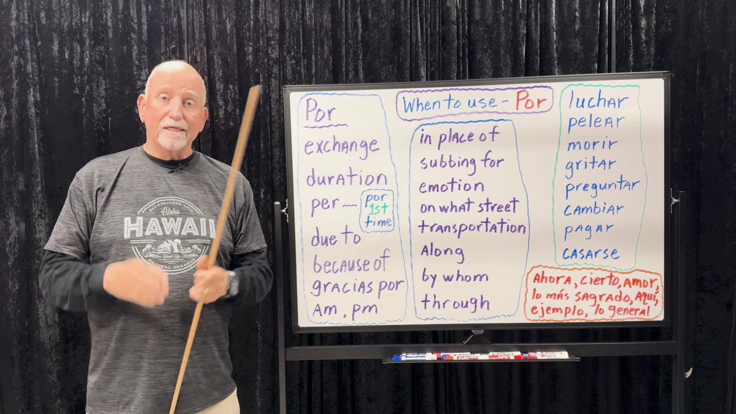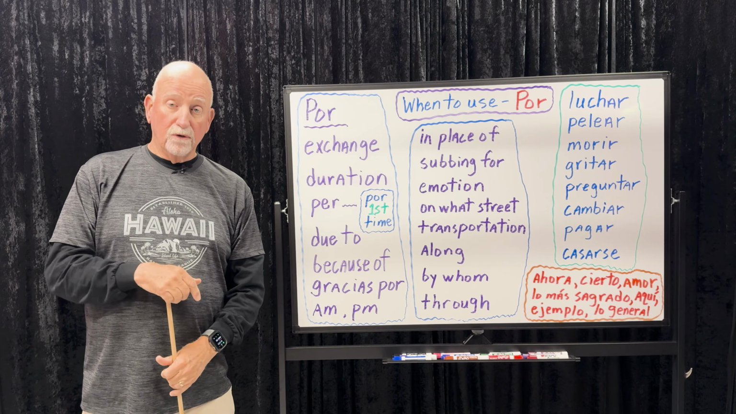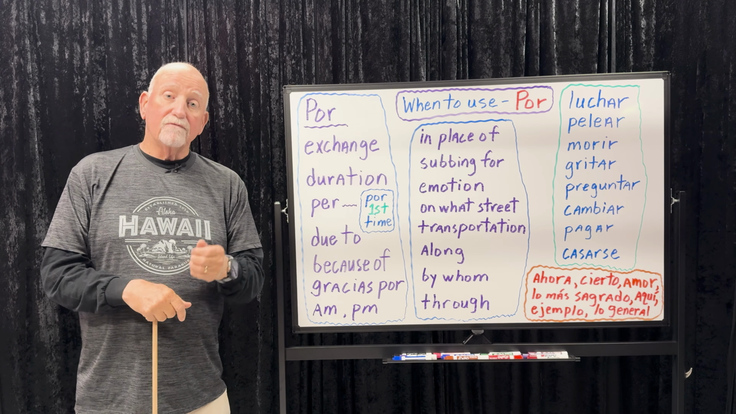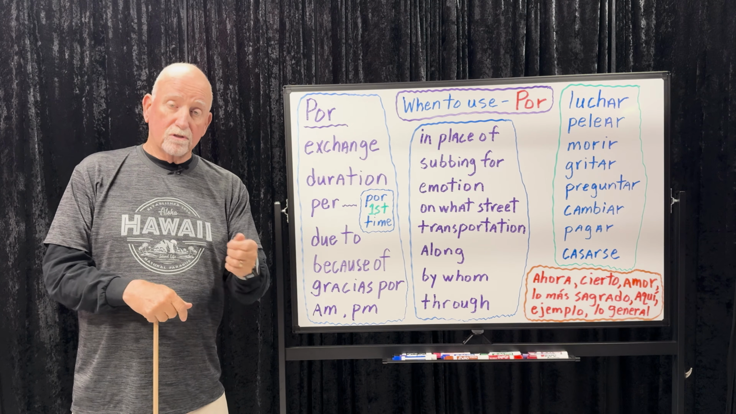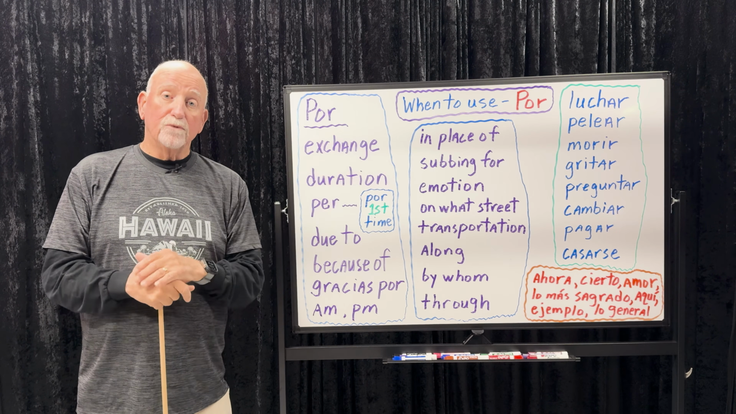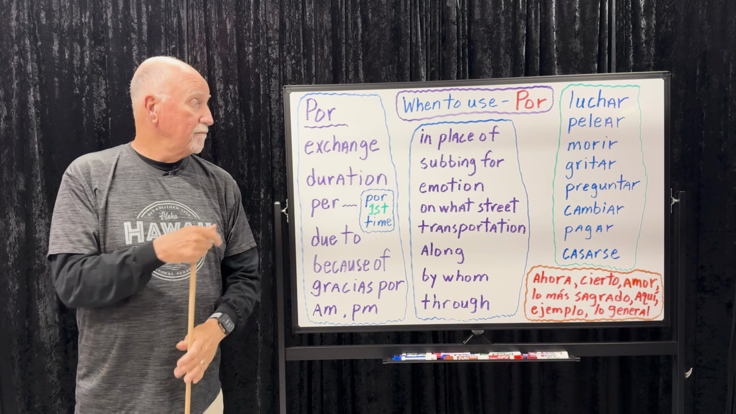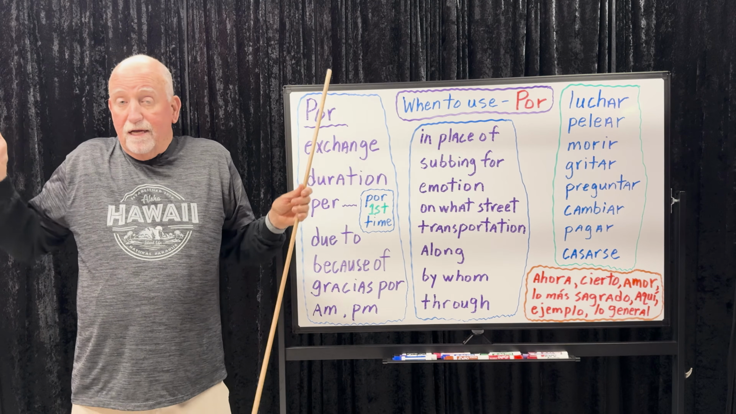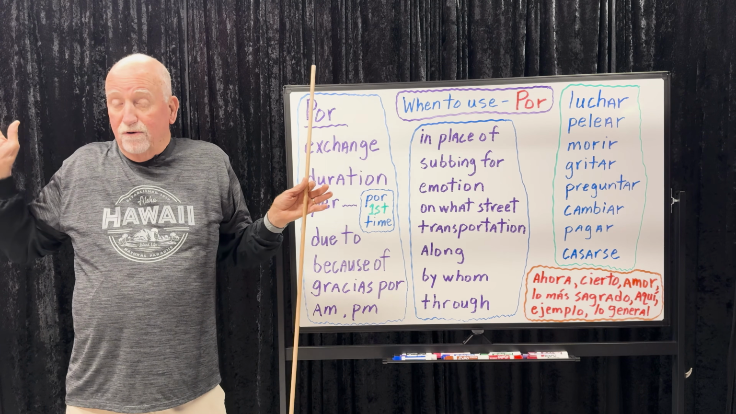Morir, he died for his country. Murió por su patria. Murió por su país. He died for his beliefs. Murió por sus creencias. She died for her family. Murió por su familia. Gritar, they're shouting for somebody. Están gritando por alguien, yo no sé, I don't know who.